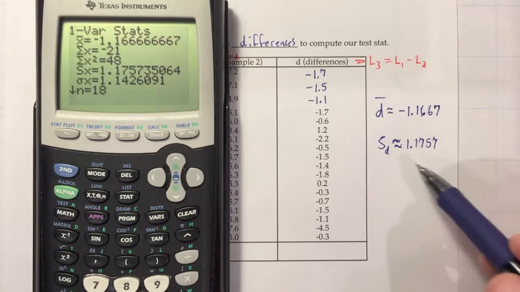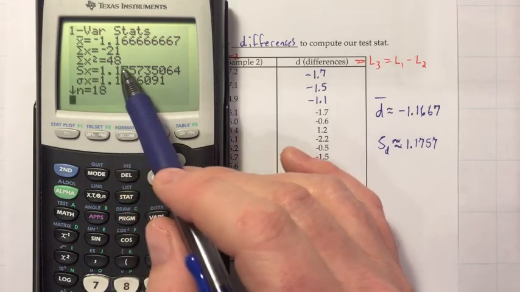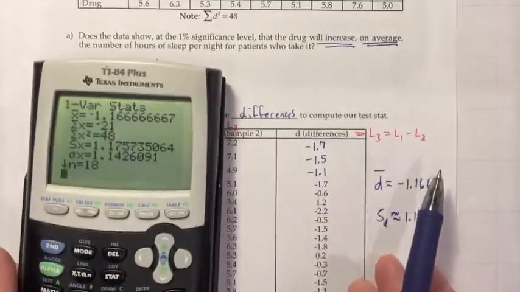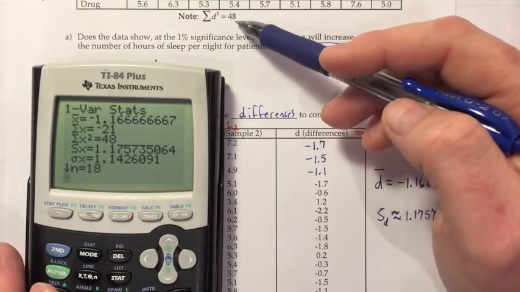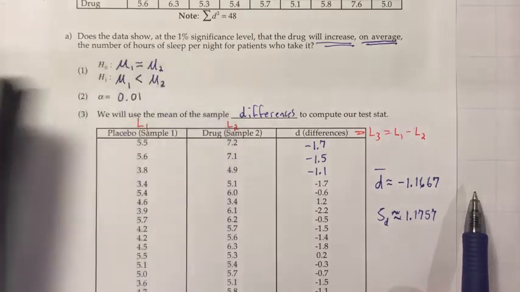And actually, I probably shouldn't have written any of that down until I made sure my data entry was correct. And here it says the sum of the x squareds is 48. And here it says the sum of the d squareds is 48, so that's a nice check that all the data was entered into the calculator correctly.